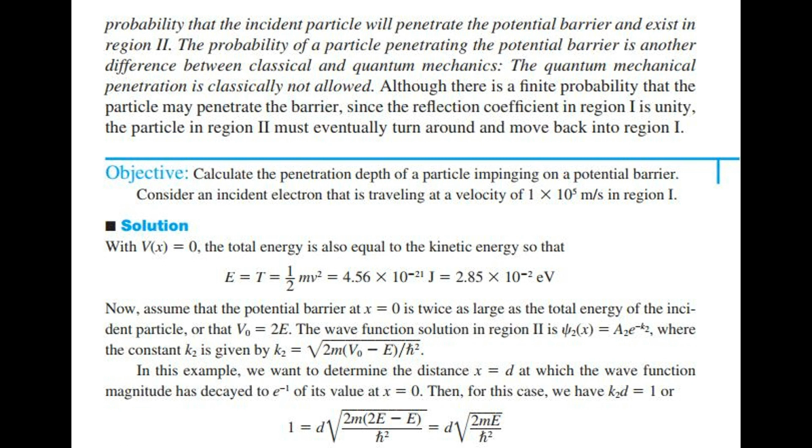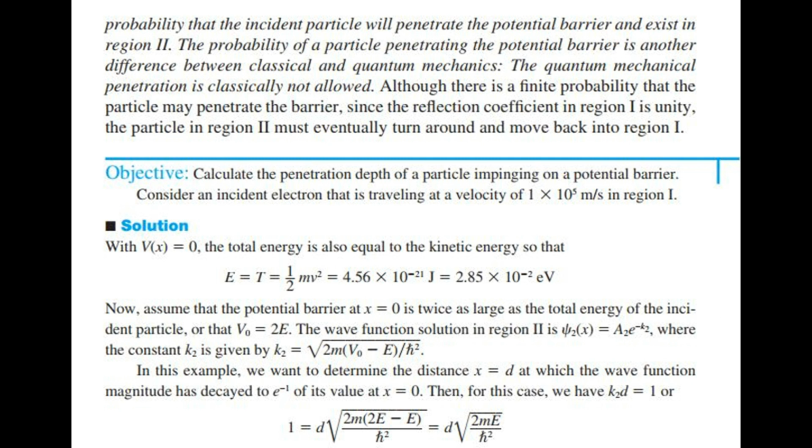Objective: calculate the penetration depth of a particle impinging on a potential barrier. Consider an incident electron that is traveling at a velocity of 10^5 m/s in region 1. With V(x) = 0, the total energy is also equal to the kinetic energy so that. Now, assume that the potential barrier at x = 0 is twice as large as the total energy of the incident particle, or that V0 = 2E. The wave function solution in region 2 is as follows, where the constant K2 is given by K2.